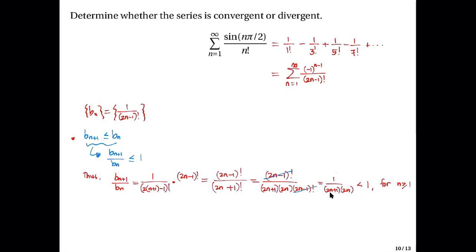Siyempre, kung pinapalaki mo pa lalo yung n, ano mangyayari? Mas lalong liliit ito na liliit. So less than 1 pa din siya. So ano ibig sabihin nito? Therefore, Bn is decreasing.